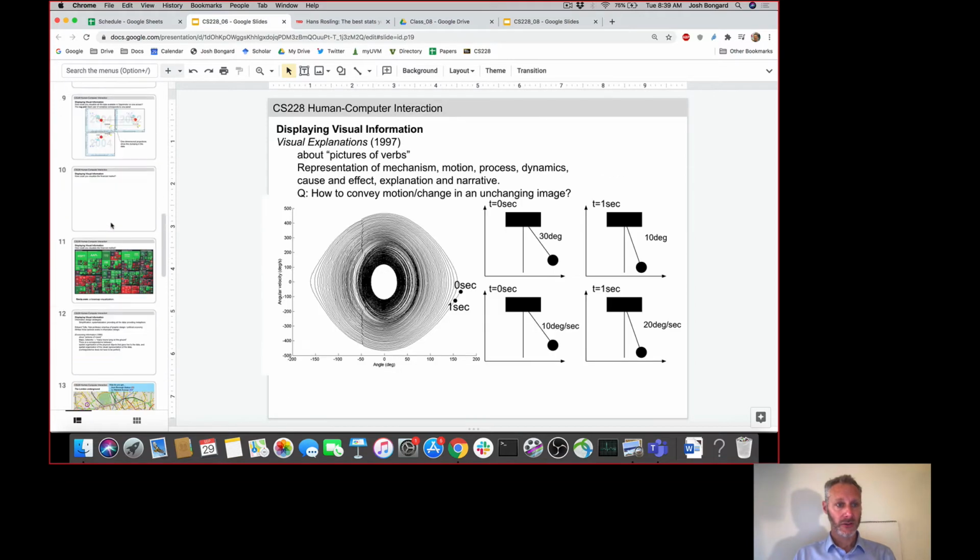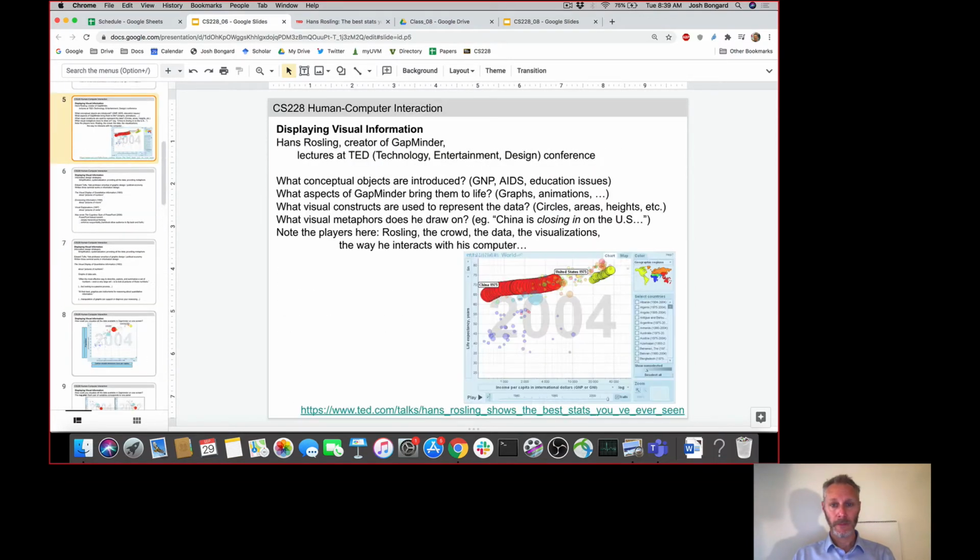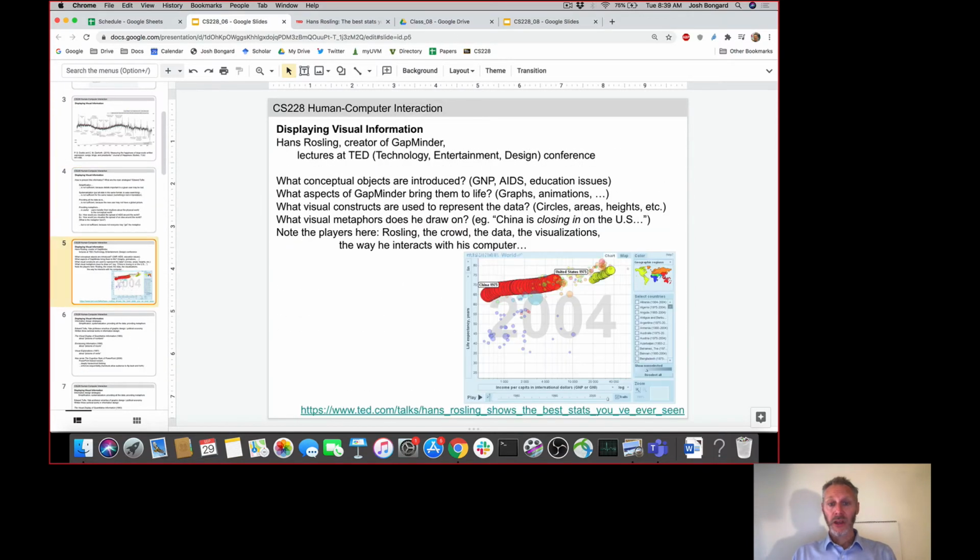Okay, so back to Lecture 6. We got to, where did we get to last time? We got to our introduction of Hans Rosling, the creator of Gapminder, and as you know, Gapminder is sort of a running example throughout this course. We were partway through his TED Talk, and we'll watch the last few minutes of his TED Talk in a moment.